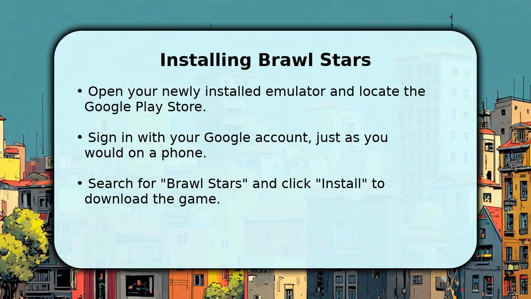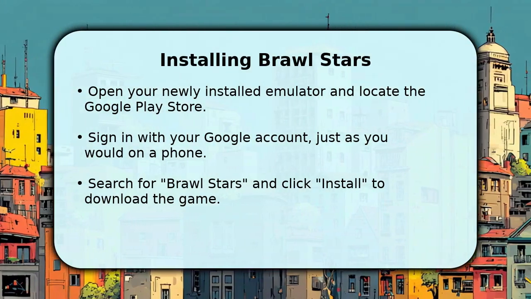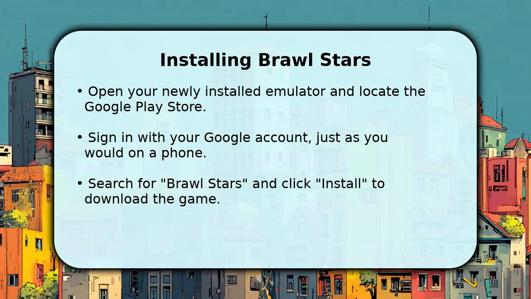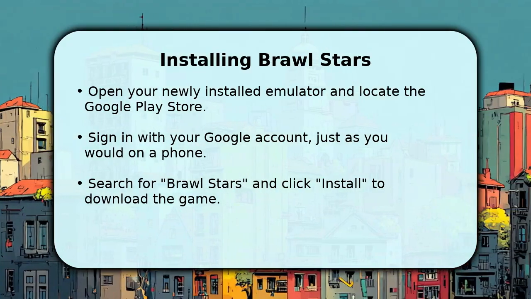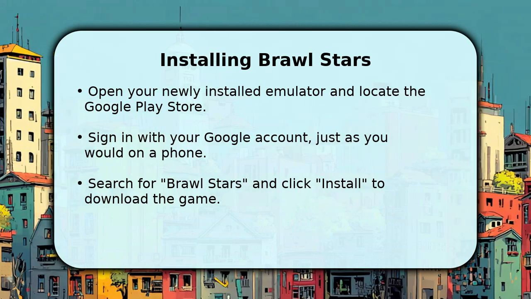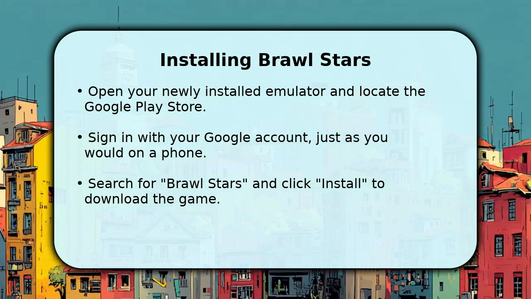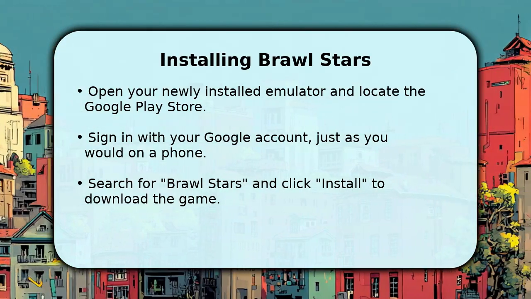With your emulator fully installed, open it up and find the Google Play Store icon. You will need to sign in with your existing Google account or create a new one, which is a standard procedure. Once logged in, simply search for Brawl Stars in the search bar. Click the Install button, and the game will download and set up automatically within the emulator, ready to launch.